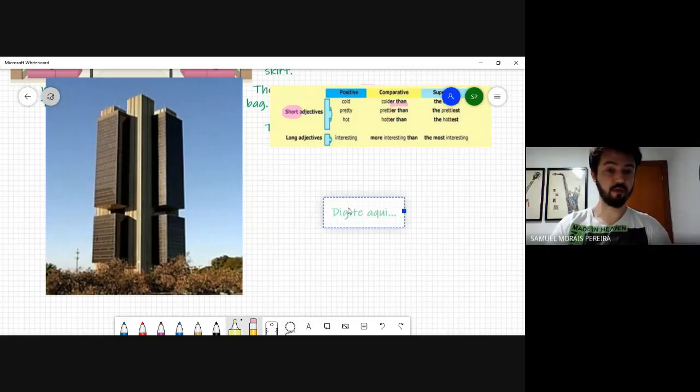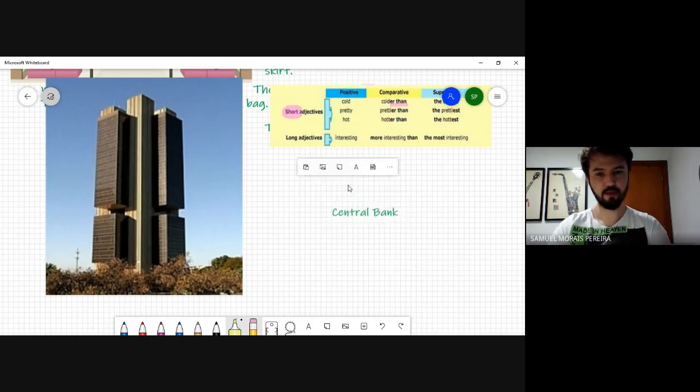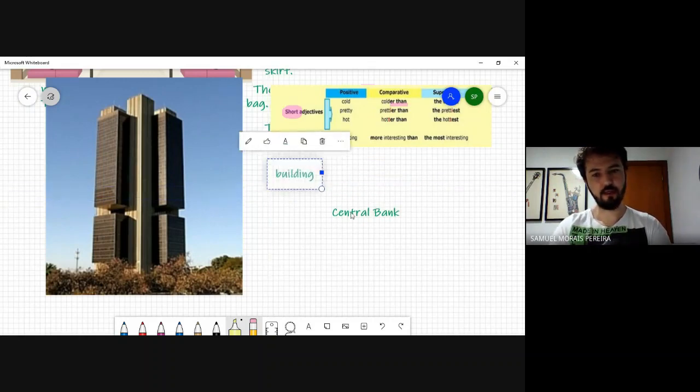Do you know how to say Banco Central in English? No? We'll say it like this. Central Bank. Okay? So this is the building of the Central Bank. Okay?